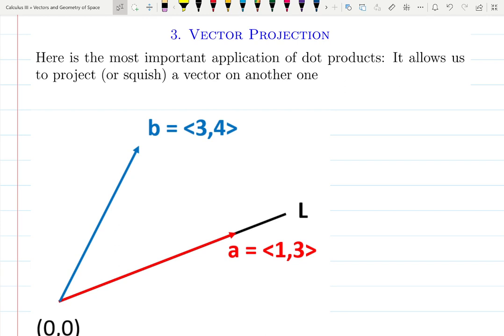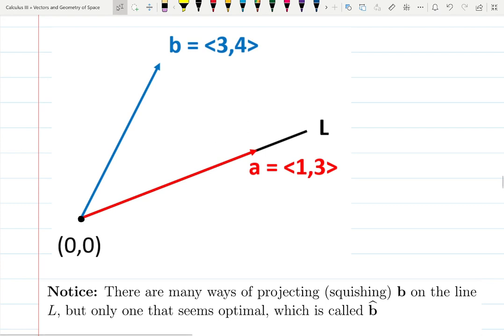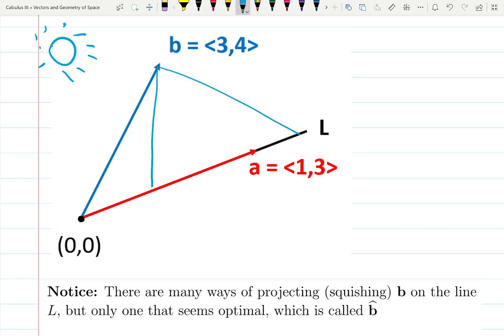Here's the most important application of the dot product: a projection of one vector on top of another one. Here is the idea. Here they also added a line L. That is not necessary, but let's say A was on the line L, and it starts from 0, 0. Here's B. How many ways can I project or make a shadow on L? Maybe like so, or maybe the sun is over here and maybe like so. So what should the shadow be? And that's where mathematics becomes very concrete.